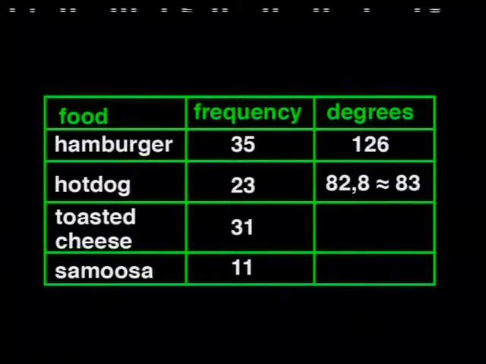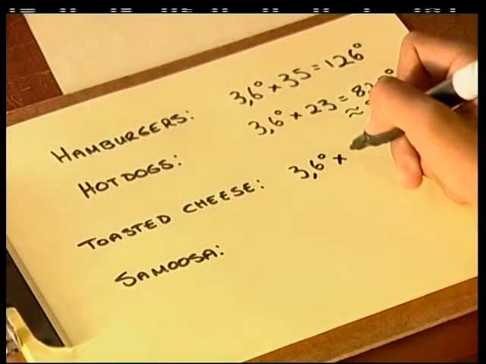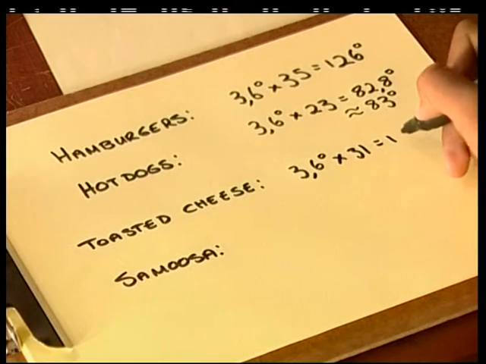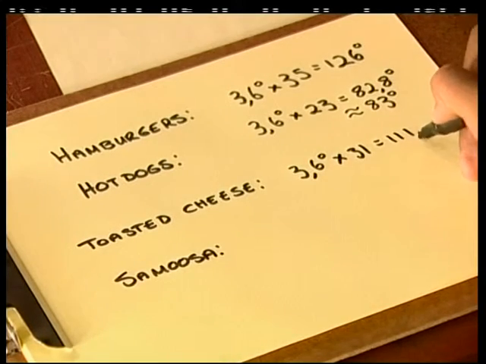Degrees are so small already. How are we going to measure 0.8 degrees? You don't need to. We can't measure that accurately, so we round it off to 83 degrees. And you show that as approximately 83 degrees. Okay, 31 people voted for toasted cheese. So 31 times 3,6. That will be 111.6.